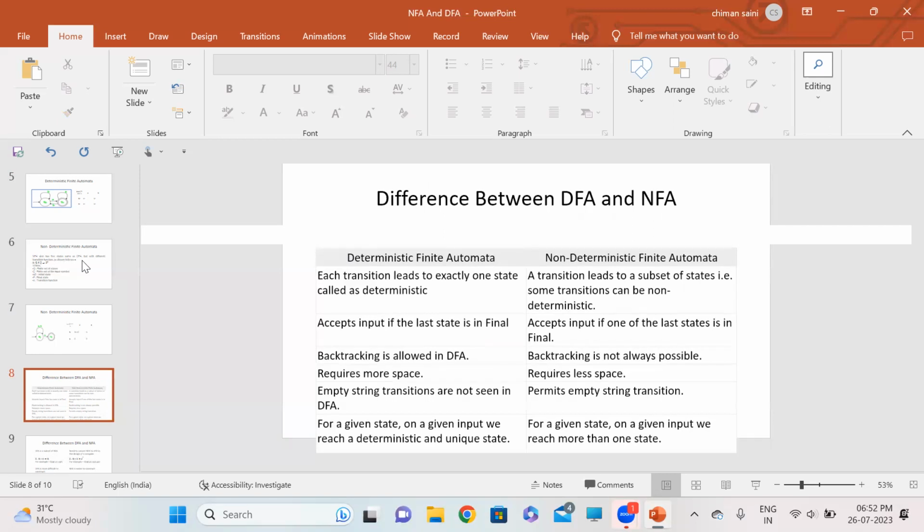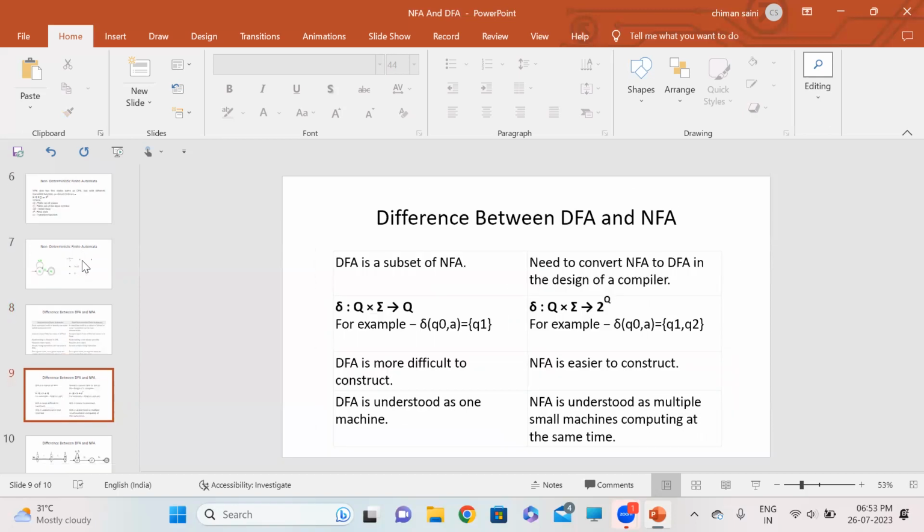Okay, for a given state on a given input, we reach a deterministic or unique state. Okay, in the case of DFA, after applying an input symbol, we reach a deterministic or a unique state. But in the case of NFA, on a given input, we reach more than one state. It is not necessary that after applying an input, we move to a single state. It can be multiple.